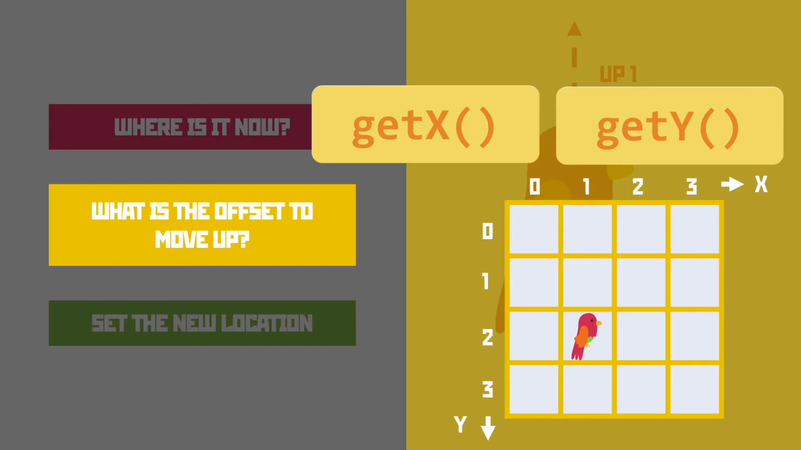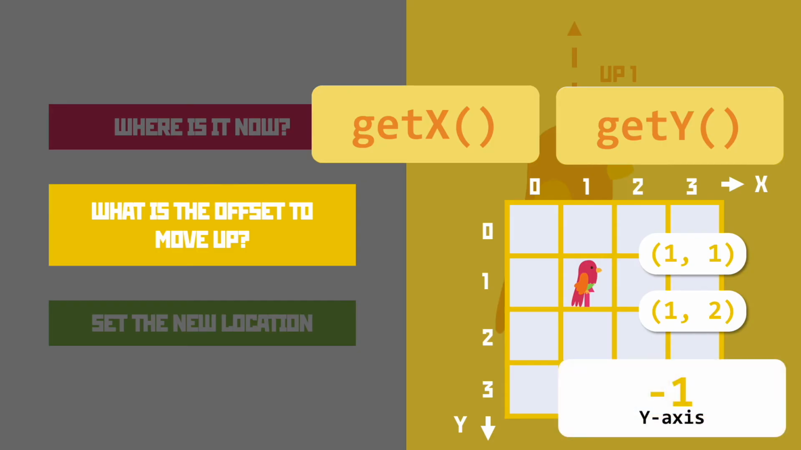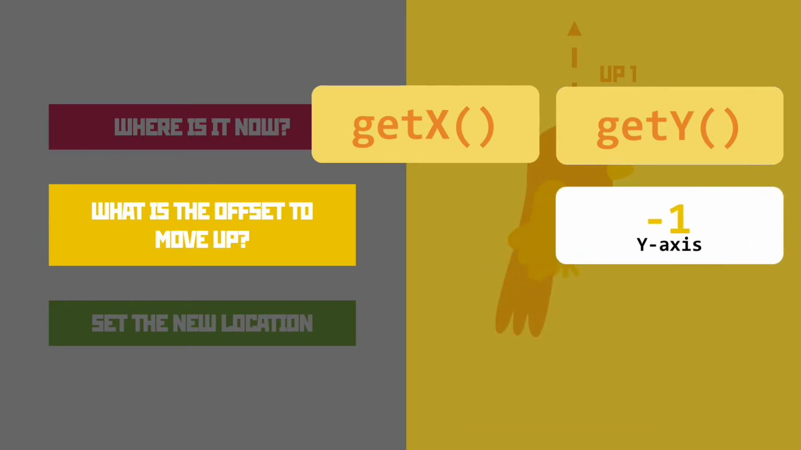So let's get the current location of the parrot. Okay, so x is 1, y is 2, and let's watch it move upwards. Now it's sitting at 1, 1. So it's actually decreased in the y-axis by 1. This means we need to take away 1 from the current y-axis value. Well, it's a good job we've got that already, isn't it?